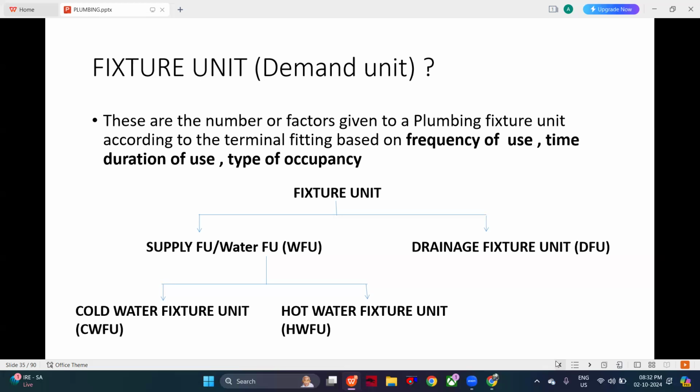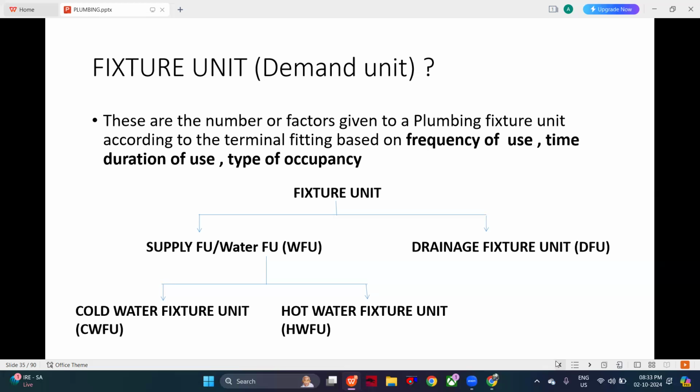Then the duration of use, meaning how long we use that fixture. If you're using the kitchen sink, it may take 30 minutes to wash the dishes, depending on the number of dishes. Water closets and urinals probably take less than 1 minute. And then there are the laundry trays. So that's the duration of use.